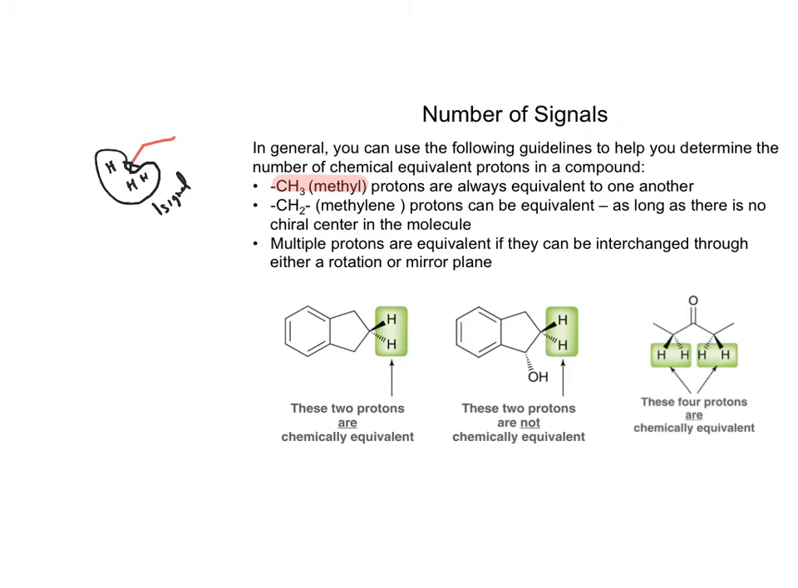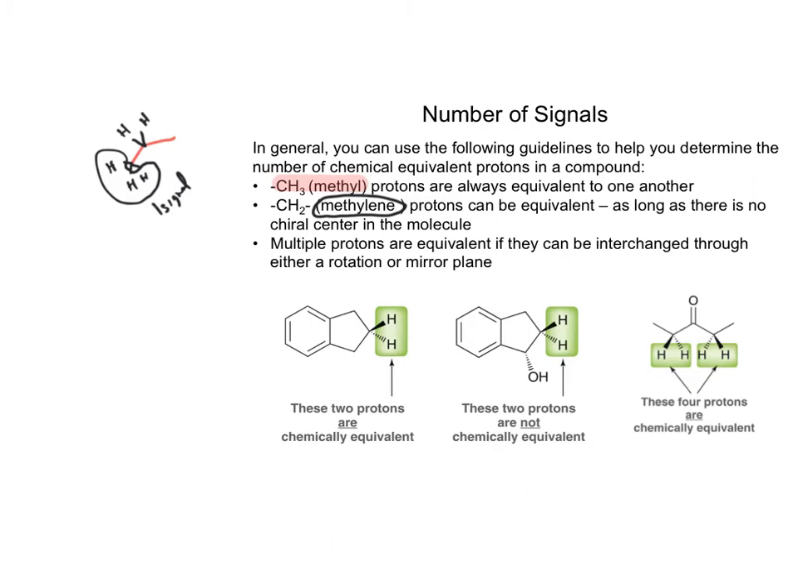Now, after methyl, we would look at something like this guy. This is a CH2. This is what we call methylene protons, right? So methylene protons are these CH2 groups. They will also be chemically equivalent and produce only one signal as long as there isn't a chiral center in the molecule, which is what we just demonstrated. What we were just looking at was methylene protons and whether or not they were chemically equivalent. So these guys will always be chemically equivalent as long as there is no chiral center.